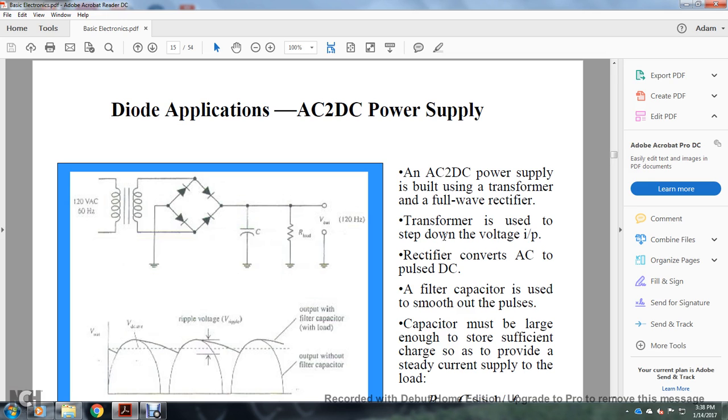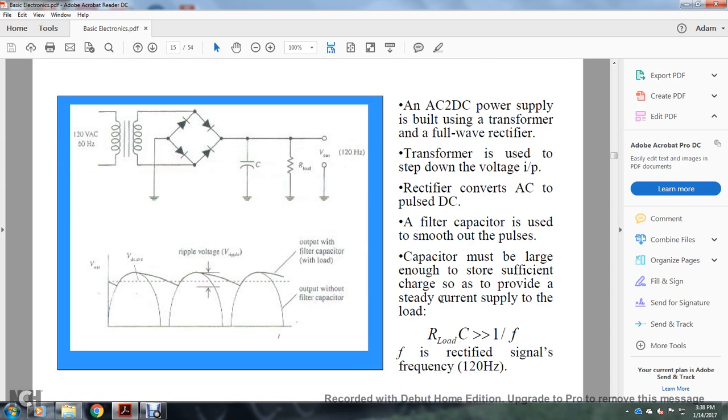Transformers are used to step down the voltage. A rectifier converts the AC pulse to DC. A filter, a separate capacitor, is used to smooth out the pulses. The capacitor must be large enough to store a sufficient charge and provide a steady current supply to the load. The R load C must be much greater than 1 over F, where F is the rectified signal frequency.